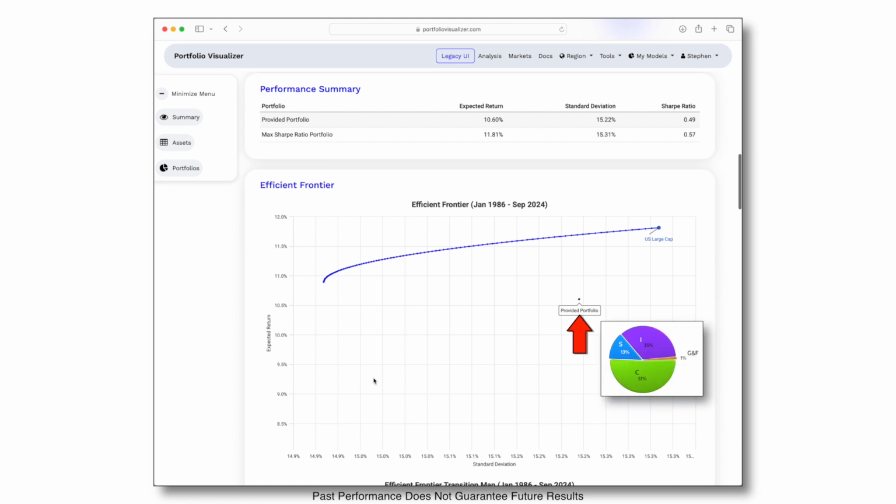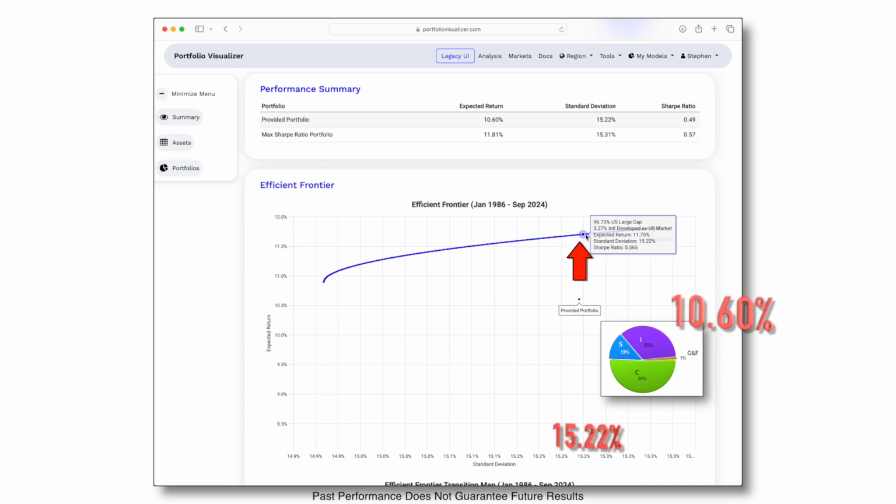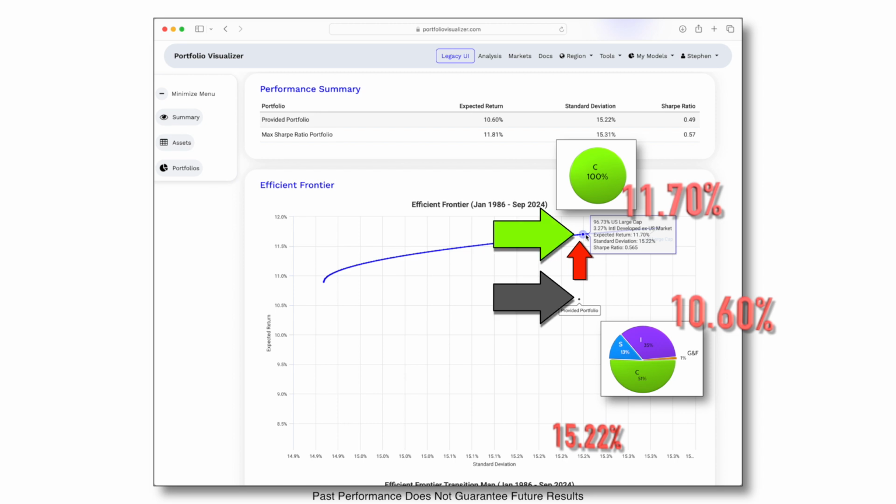This is the TSP's 51-13-35 investment mix with the 10.6% expected return and 15.22% standard deviation. And with the same amount of 15.22% standard deviation, the 100% C fund strategy achieves a higher expected return of 11.7%. So it appears that it would be more efficient to invest in the C fund than any of the TSP lifecycle funds if your objective is growth. So that answers question number 1.